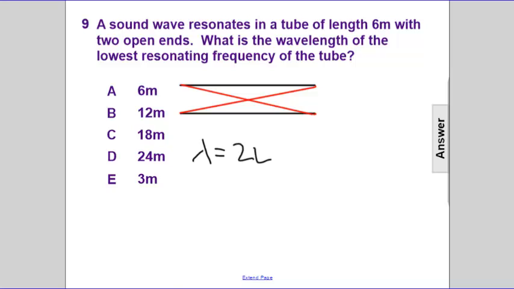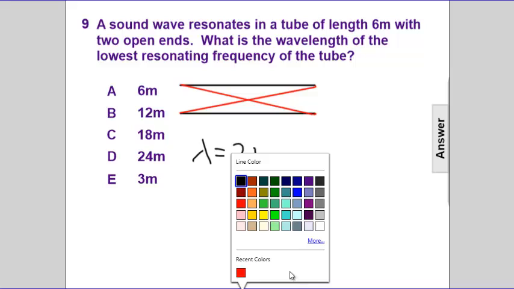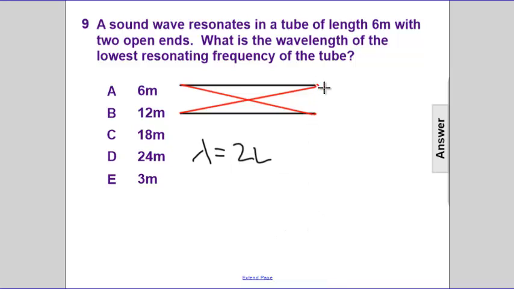Now the reason that this is true is that this tube only contains 1/2 of a wavelength. So if we were to draw the additional portion of the complete wavelength, we'll be able to see that, and let's do this in a different color.